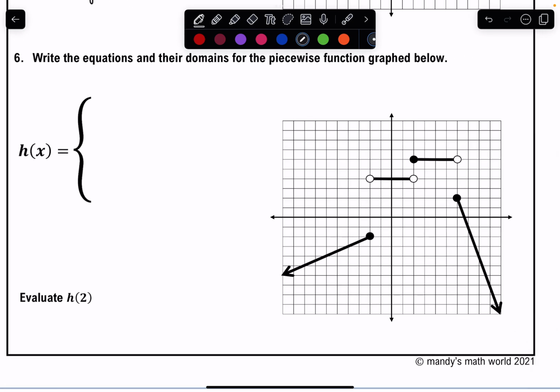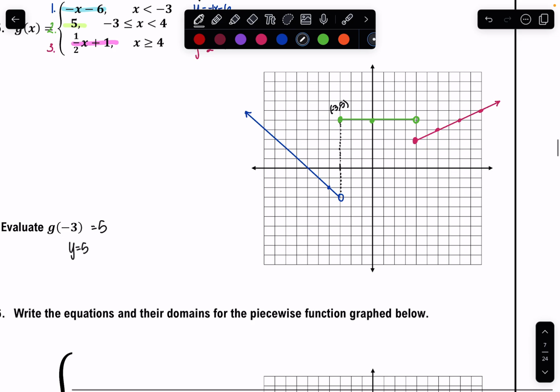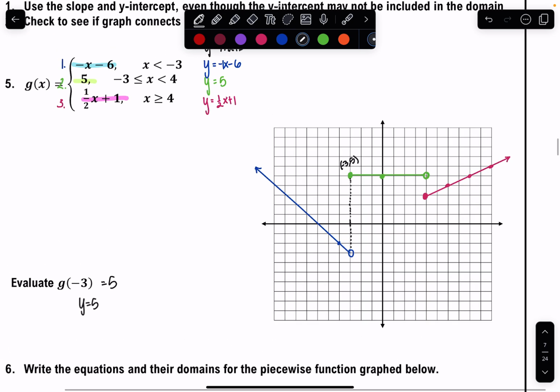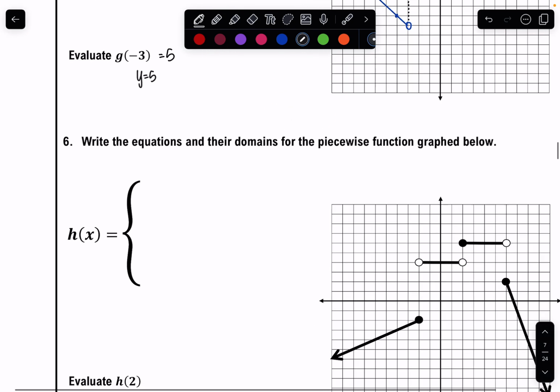So let's go ahead and now go in reverse. Now I'm going to give you the piecewise function, and then you're going to graph it, okay? Or write the graph, write the equation for the graph, okay? So again, this one was, we're taking the equations, making the graph, now we're going in reverse.